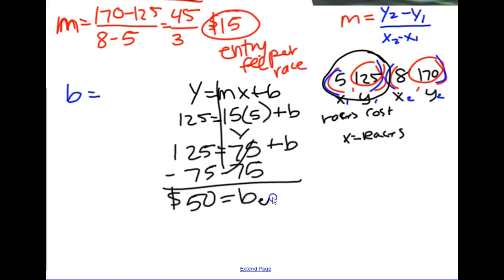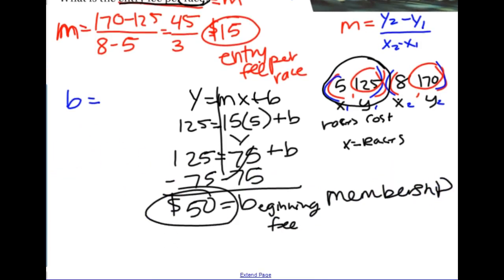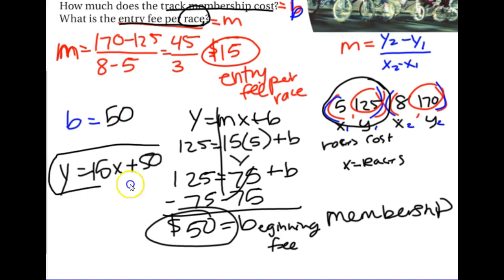So our beginning fee is $50, or that's our track membership cost. That's a one-time fee, the membership. There we go. So we found out M and B. If they wanted an equation, it would be y equals 15x plus 50, because we know M and B, both of those.